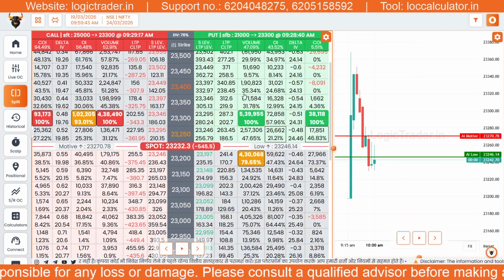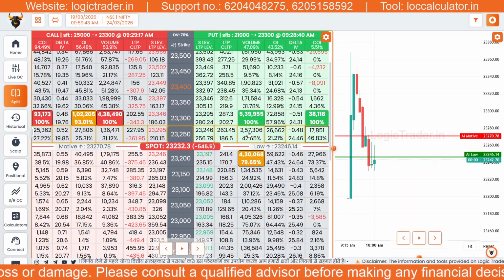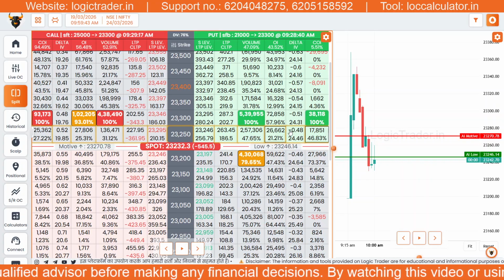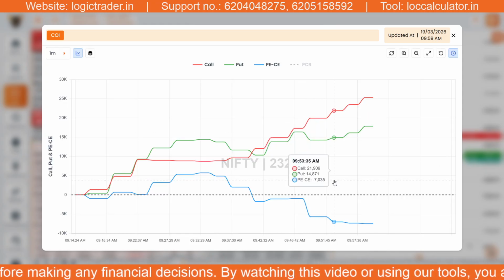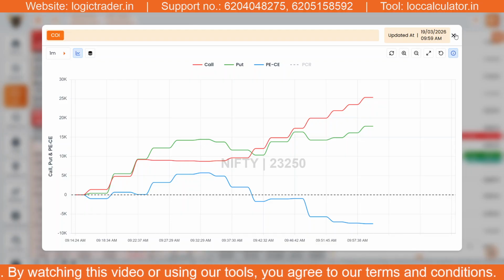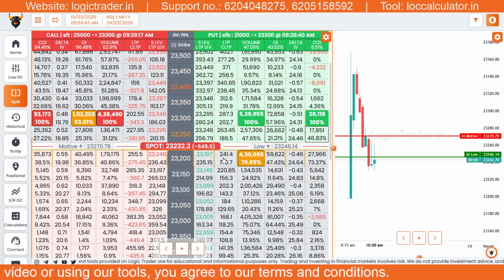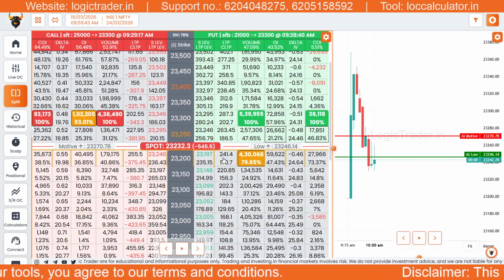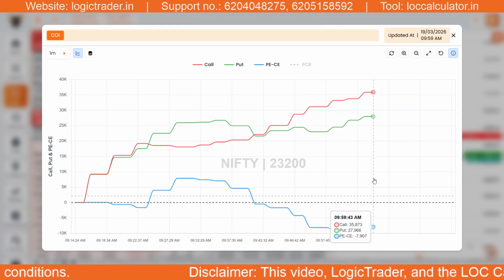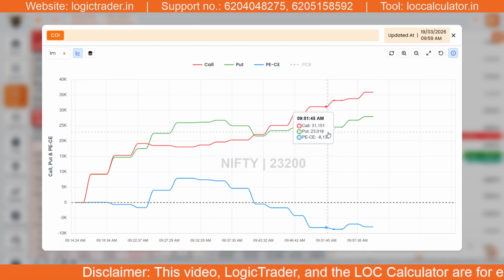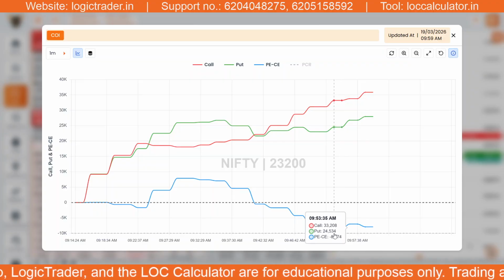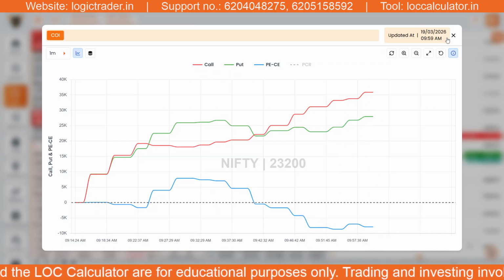At this stage, we will also check the PE minus CE divergence to confirm whether the motive is still in our favor. For this we analyze the 23,200 graph. So try to ensure that there is no bullish buildup forming on the lower side.